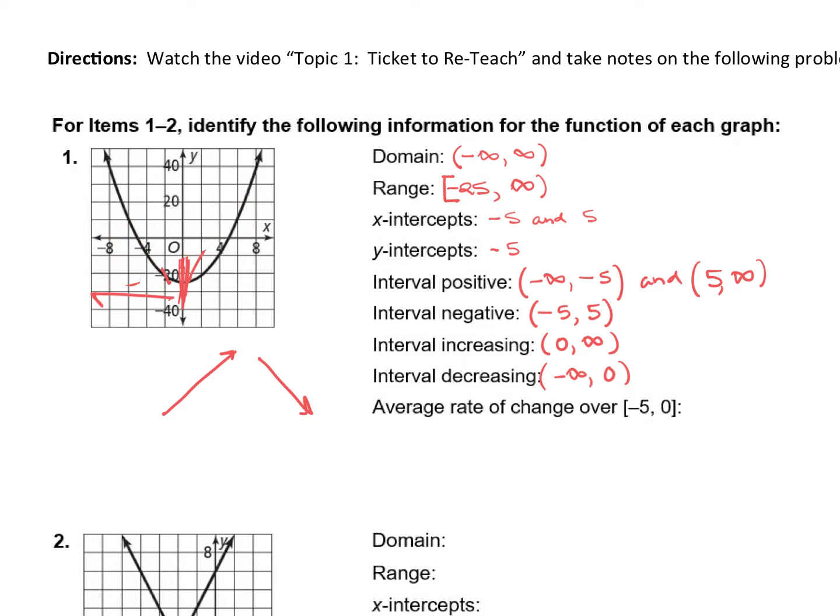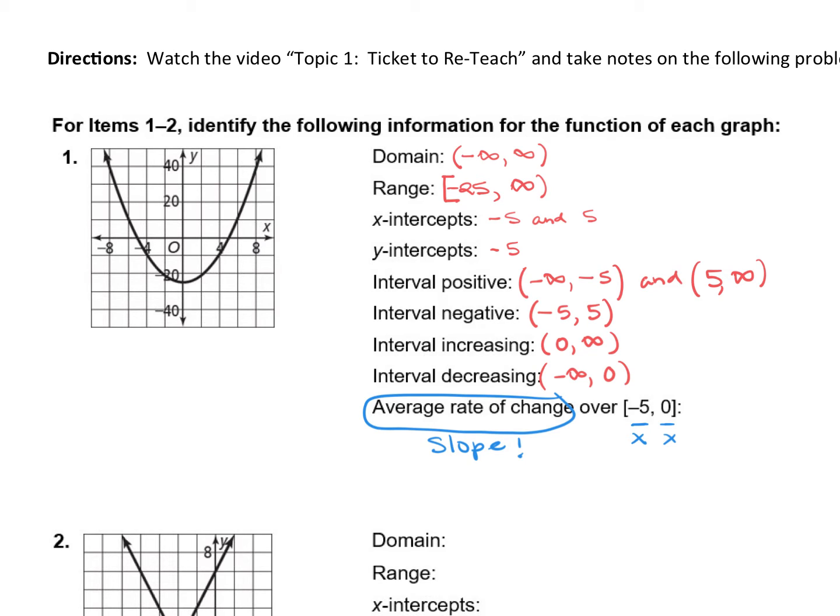Okay, we have average rate of change. Anytime you see average rate of change, you're going to find the slope. You can do this two ways. We're going to find the slope over the interval from -5 to 0. We want to remember that those are both x values.